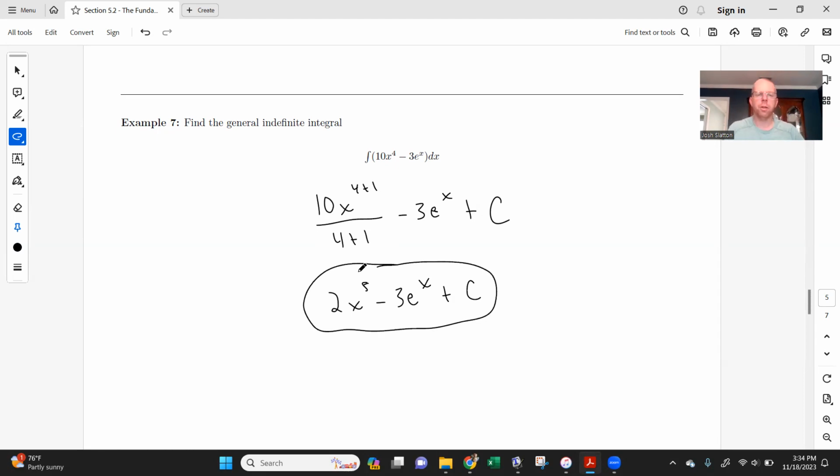All right, so as you can see, these are fairly basic so far, as long as you know the formula, or at least can work backwards in your head from the derivative to the original function. All right, so we'll do some more on the next video.